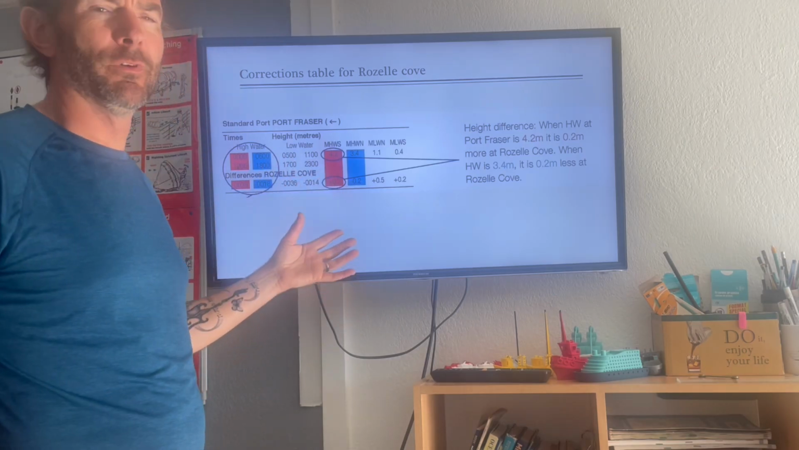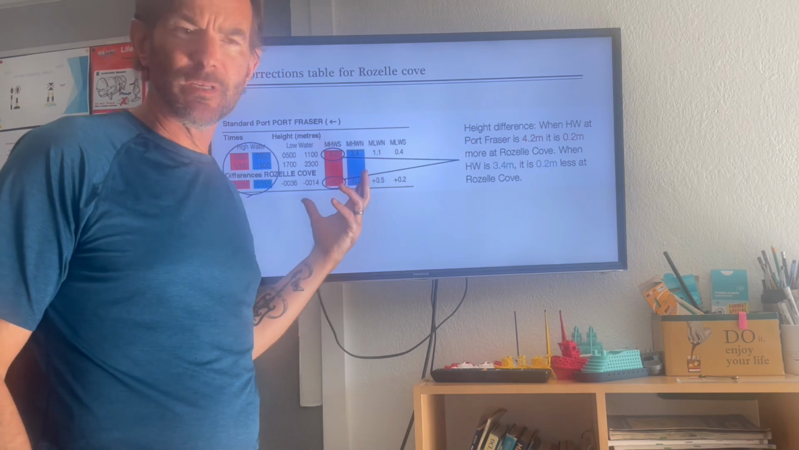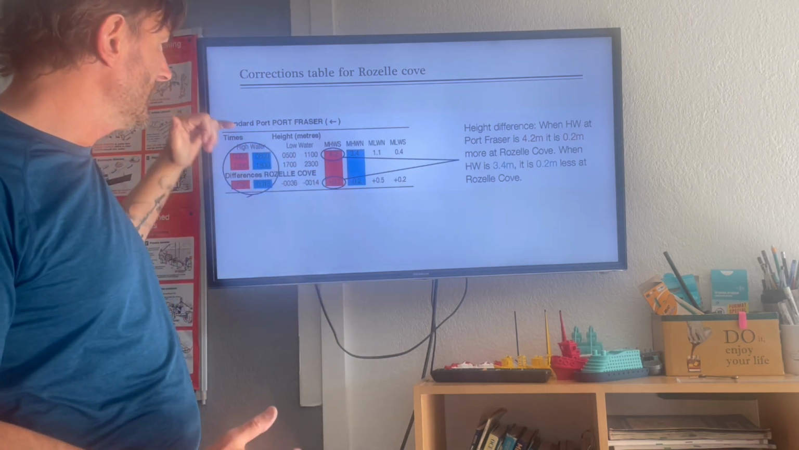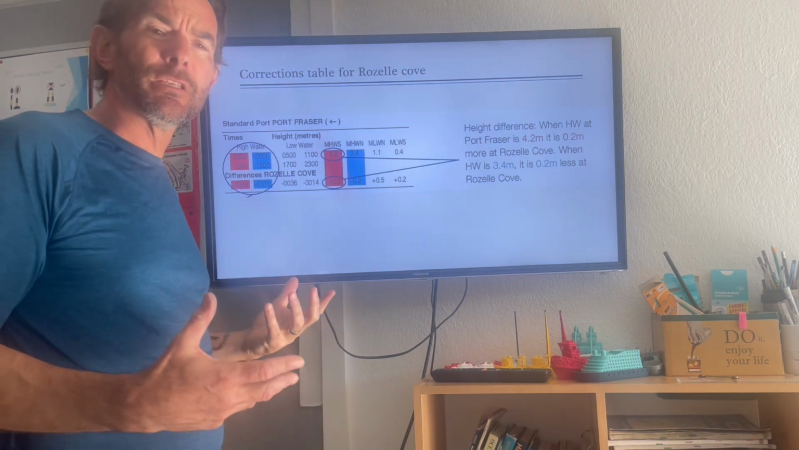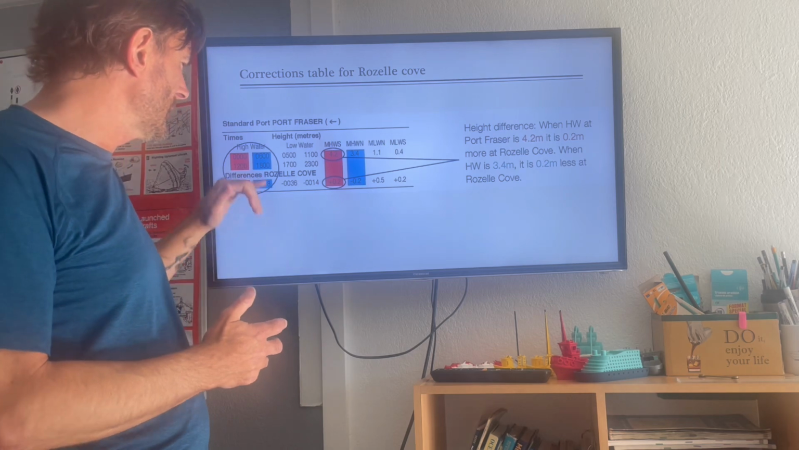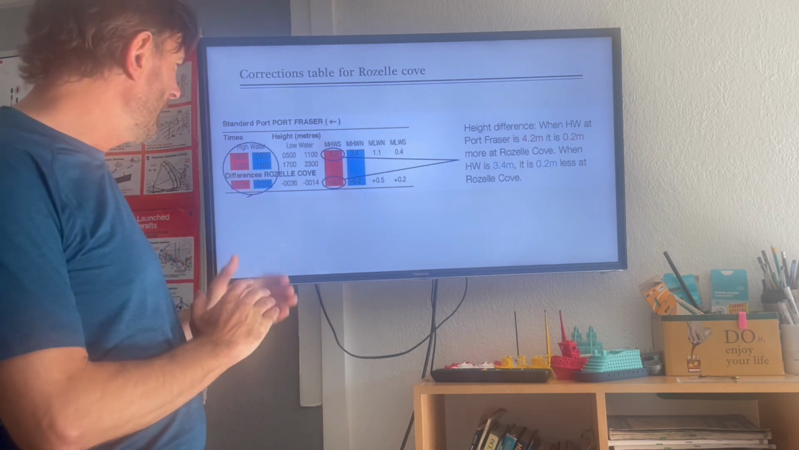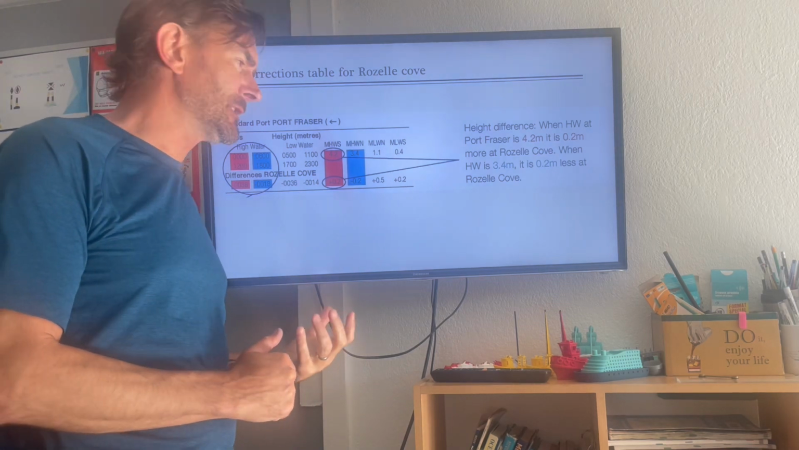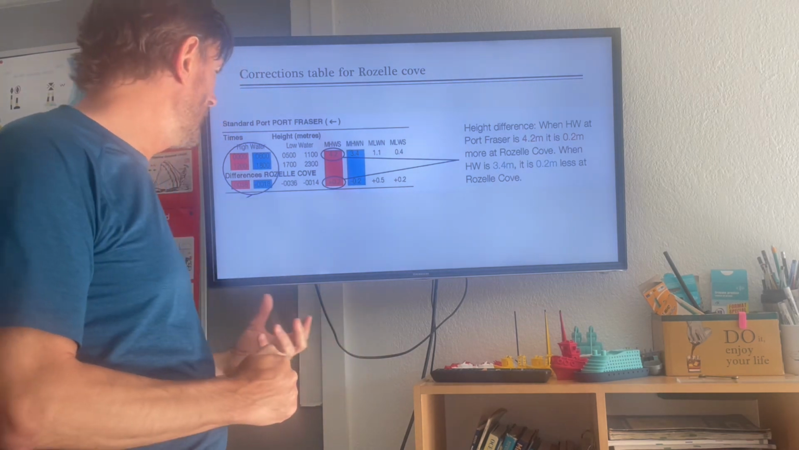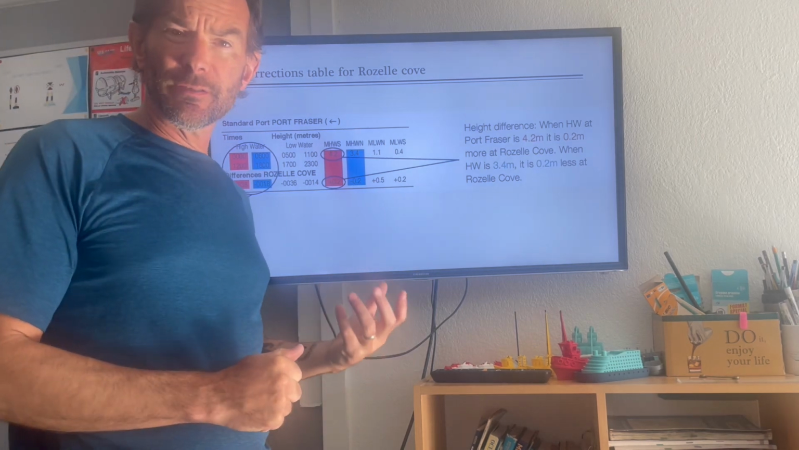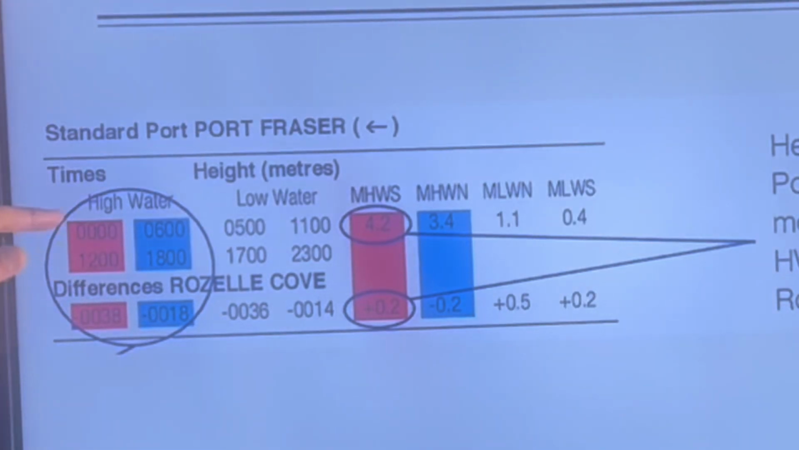This is an example from the Yachtmaster syllabus, and the imaginary port of Rosal Cove is further south than the standard port of Port Fraser, and the tide is sort of assumed to be coming in from the south if we looked at the tidal flow. So it gets to Rosal Cove earlier, and if it came in at midnight or midday, it would be 38 minutes earlier. That is to say that it would be 11:22 at night, or 11:22 in the morning.